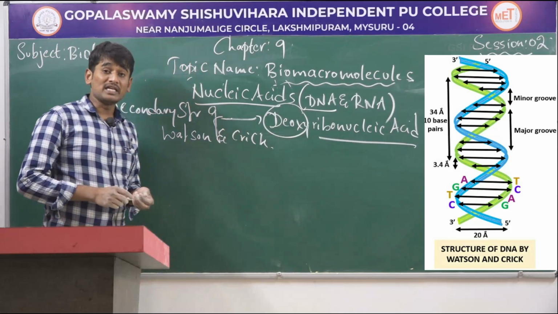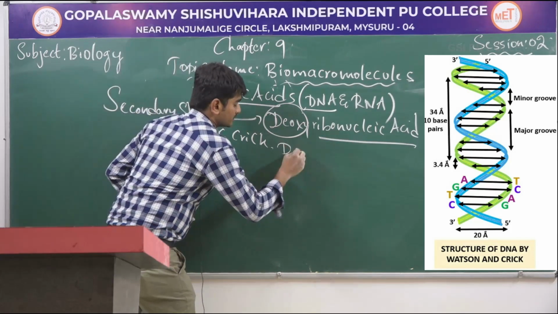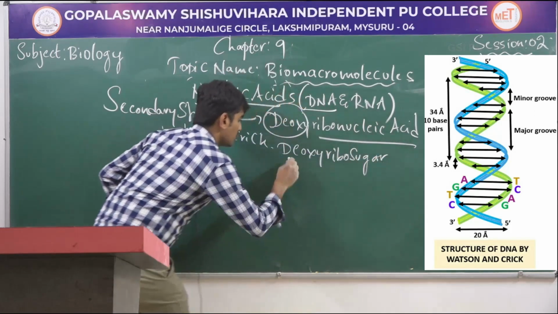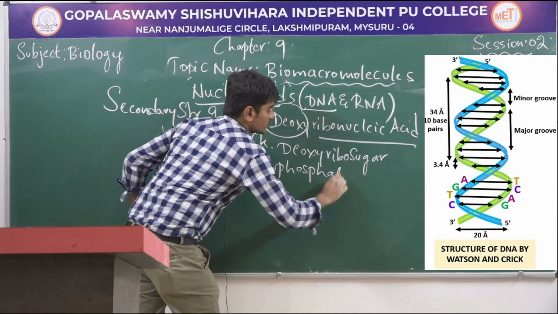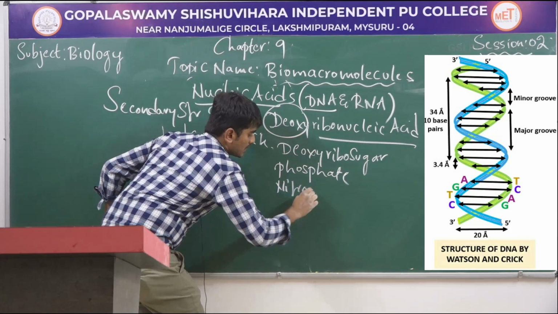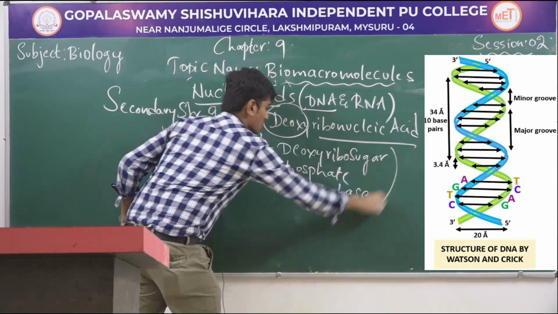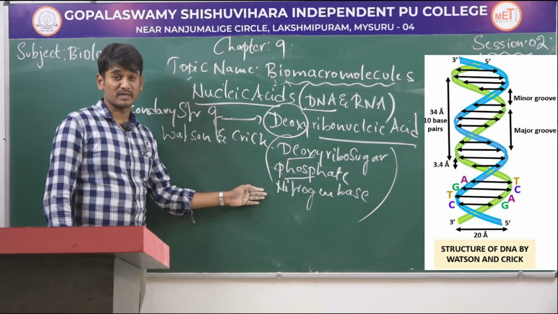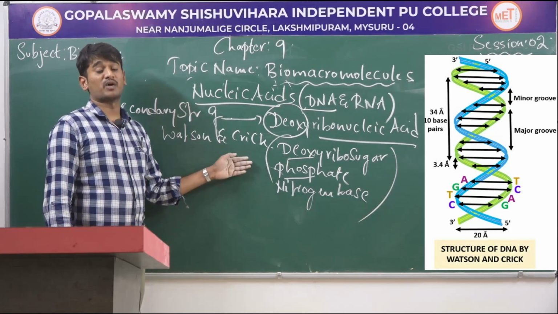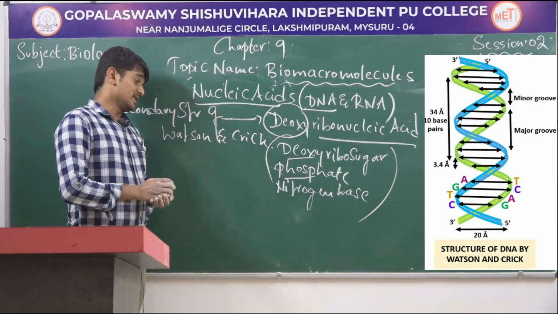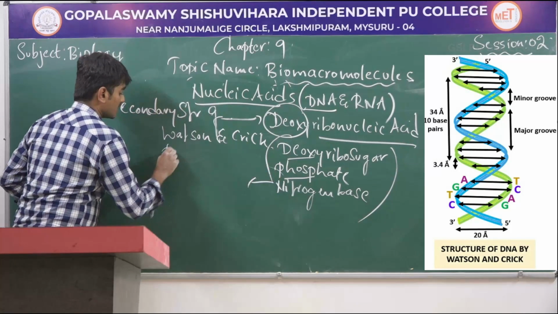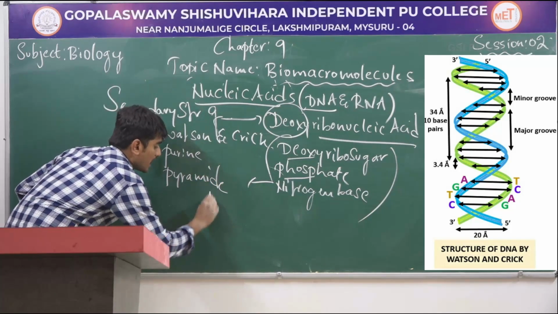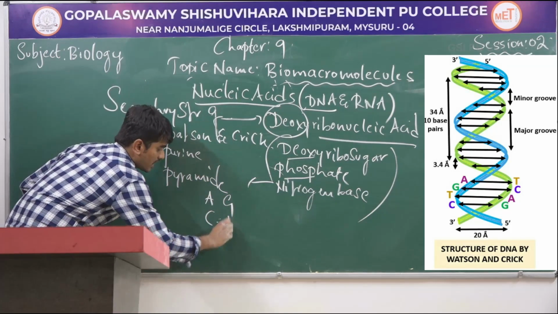And the main components of DNA are deoxyribosugar, phosphate and nitrogen base. So these are all the components of DNA. The backbone of DNA is formed by a sugar-phosphate chain. Here nitrogen bases are of two types, purine and pyrimidine. Already we discussed this. They include adenine and guanine, cytosine and thymine.